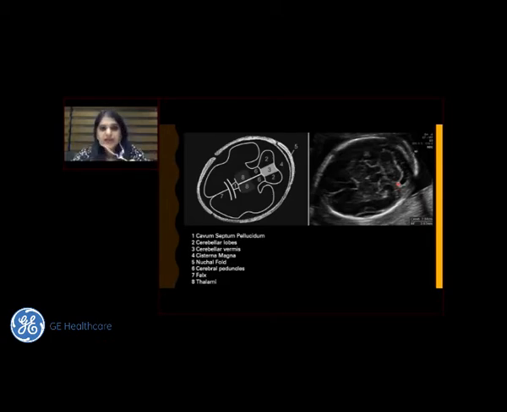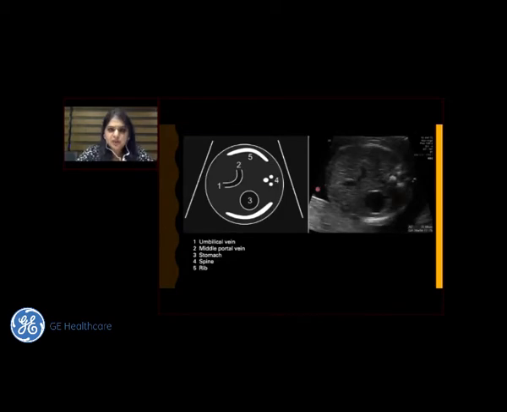Although not mentioned in any guidelines, from 16 weeks to 24 weeks, the TCD, the transcerebellar diameter, beautifully correlates with the gestational age of the fetus. So at 19 weeks, the TCD measures 19 millimeters. At 23 weeks, it measures 23 millimeters, and then it gets skewed. So this is the transcerebellar plane. Just two more planes which are important.